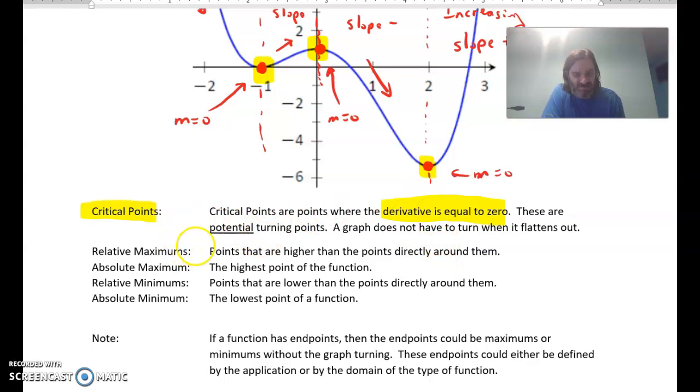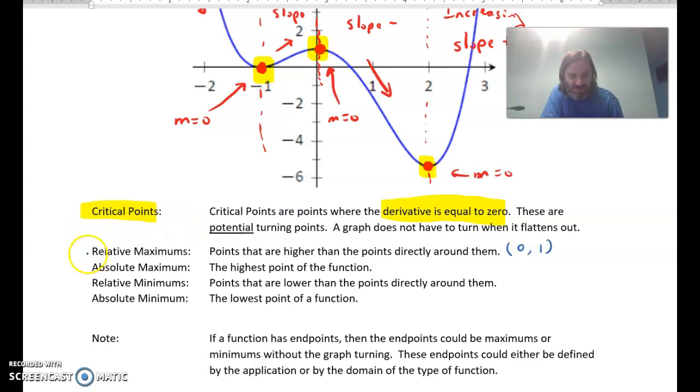Okay, some kind of neat things here. We have relative maximums. This means a point higher than the points directly around it. So based off the graph I have up above here, let's get something I can write with. The relative maximum here looks like it happens at about 0, 1. It's higher than the points around it. Okay, so it's coming up, it goes down. That's what I was talking about, a maximum.